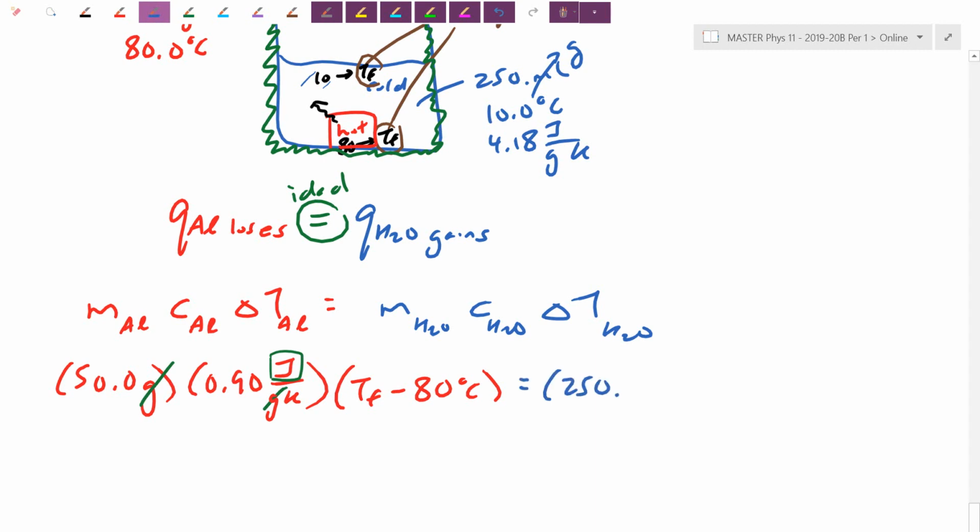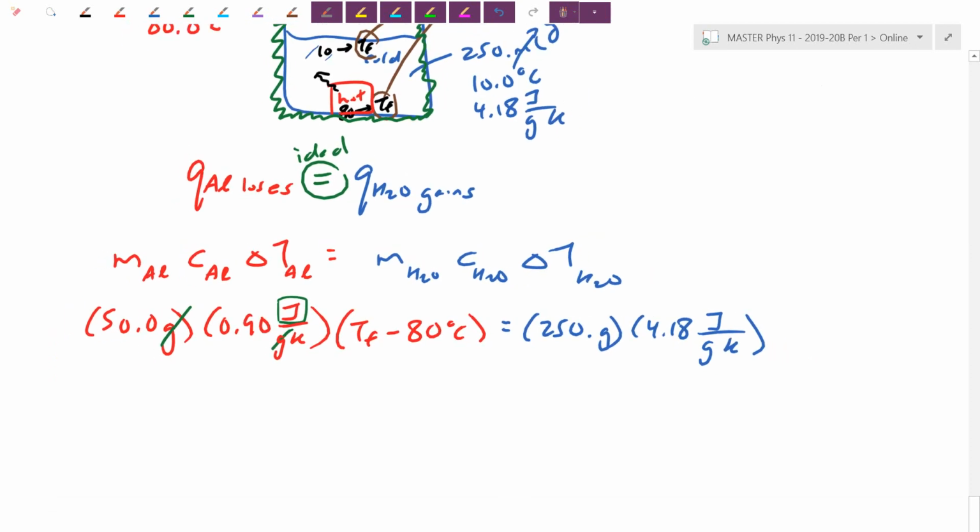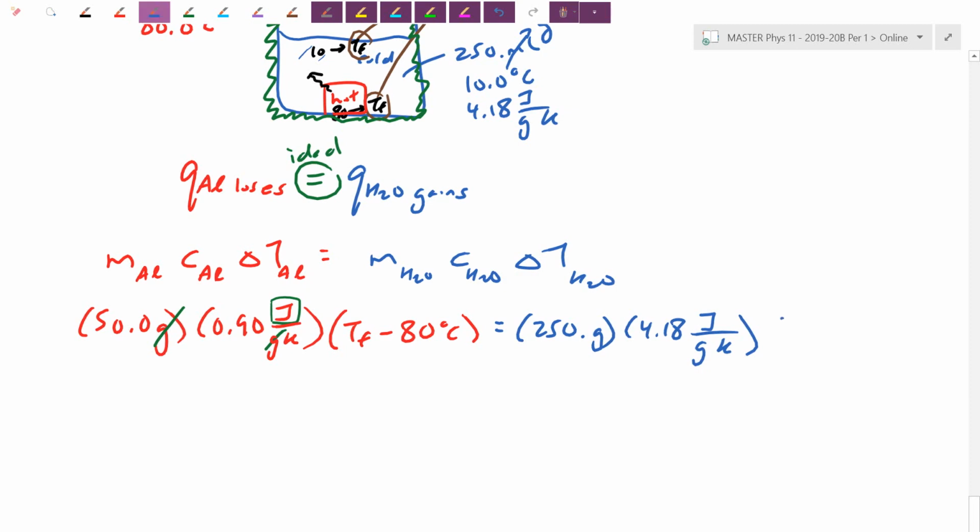We have more water, so 250 grams. The constant for water is a little bit bigger, so this one here is going to be 4.18 joule per gram Kelvin. As you get more practice with this, you don't need to put the units inside here. And then just to show you the temperature change here, whenever you have delta, it's always T final minus T initial. So we're going to take that same equilibrium temperature, that's what we're interested in, T final, minus my initial temperature of 10. So that's how I'm setting up here.